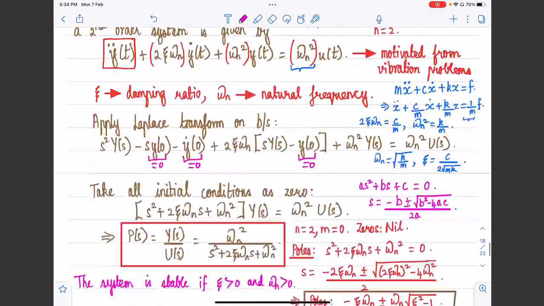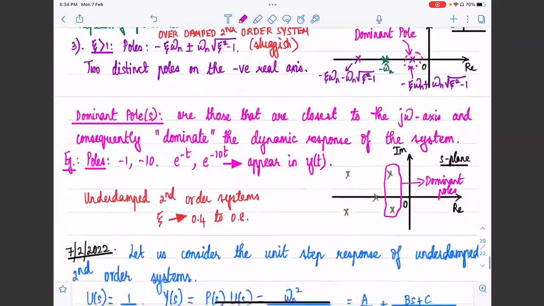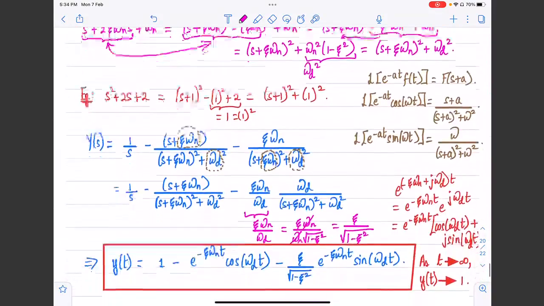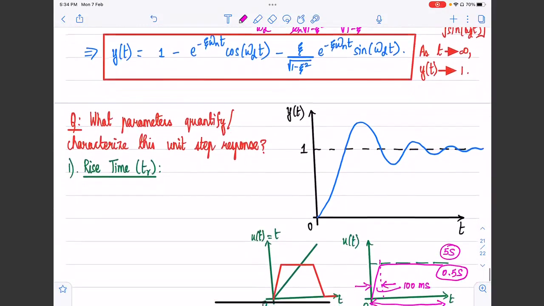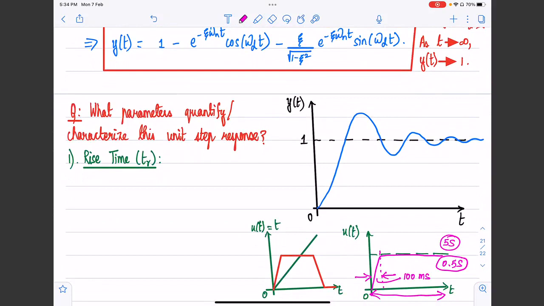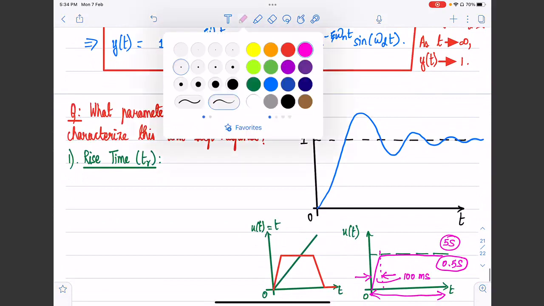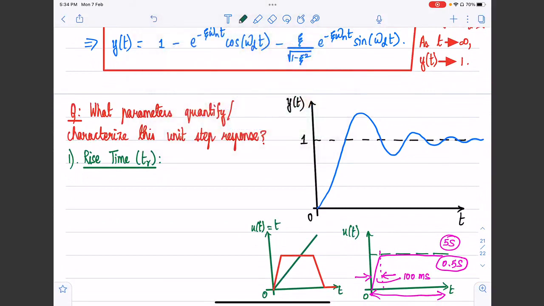Okay, sir. Thank you. Is that clear? That's a very good question, because we need to have an intuitive idea as to what a pole and a zero are doing. That's very important. Any other questions before we go for quantification of these parameters?